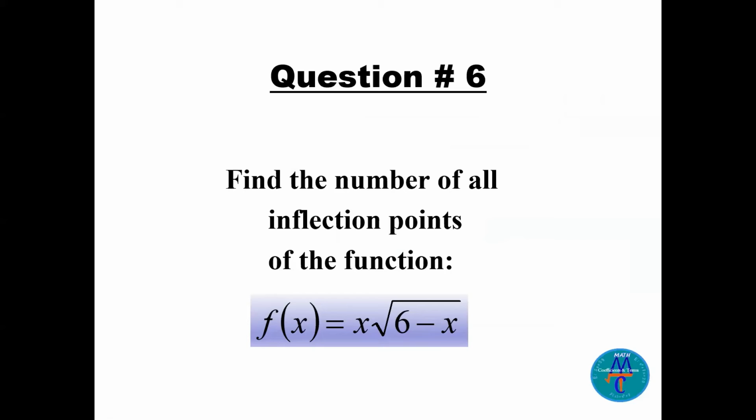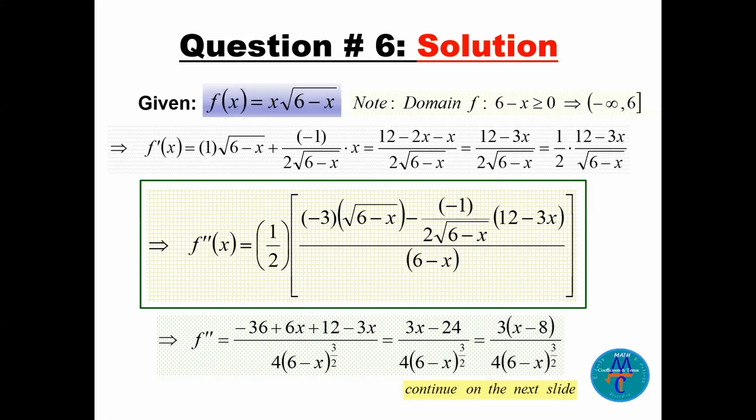Question number 6: find the number of all inflection points of this function f of x equals x square root of 6 minus x. Same idea, let's find the first derivative. Just a little note here, since we have 6 minus x under the square root, 6 minus x should be greater than or equal to 0 to find the domain of the function. When you solve this simple linear inequality, it will be minus infinity to 6 closed.